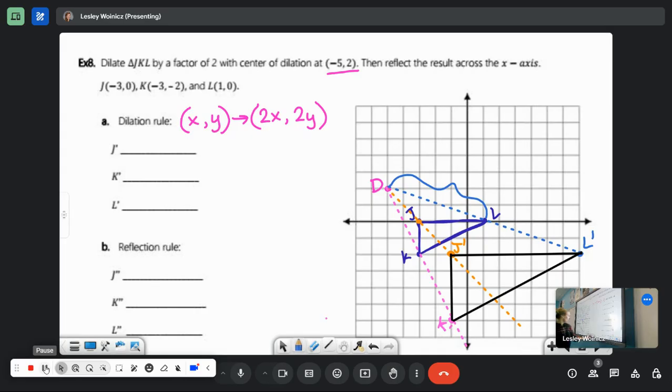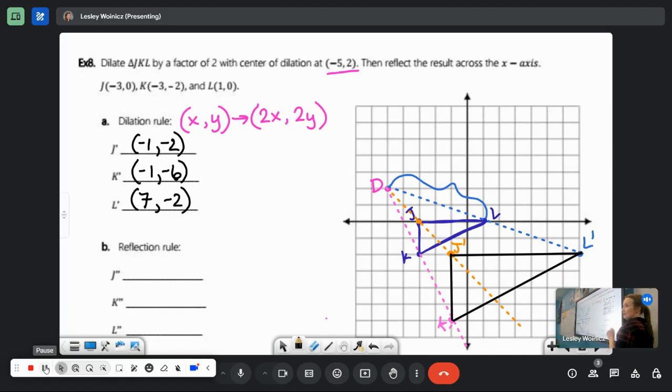Okay, let me write down my points. So J prime, I've got it at -1, -2. K prime, -1, is that -6? Please double check me, because I have a feeling still that I just can't be quite trusted today. Just a feeling. 1, 2, 3, 4, 5, 6, 7, and then down 2. 7, -2.